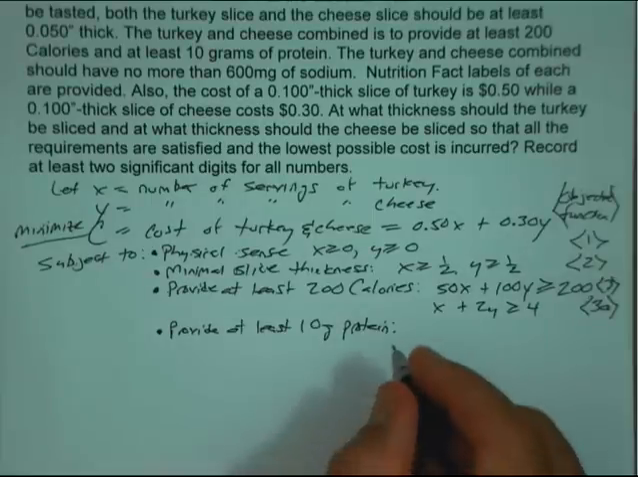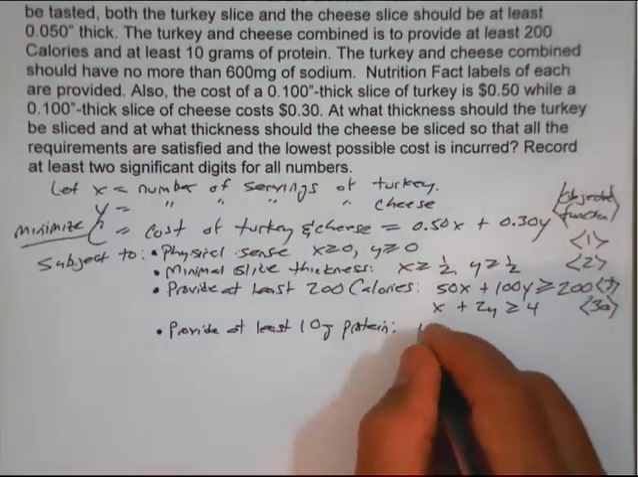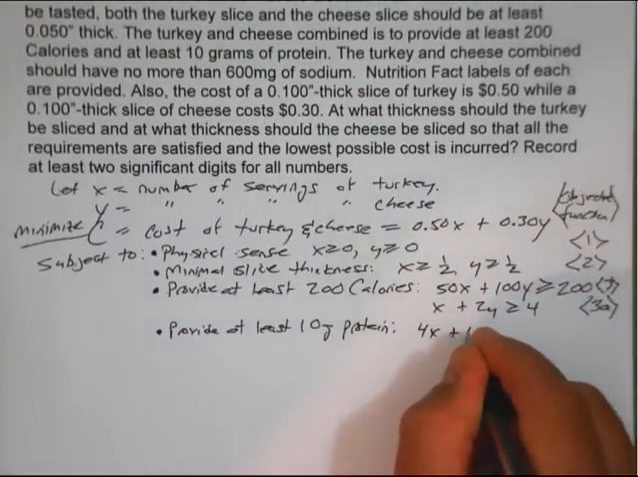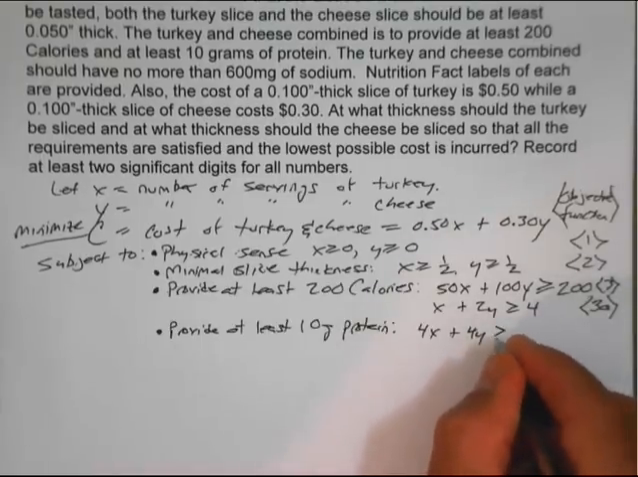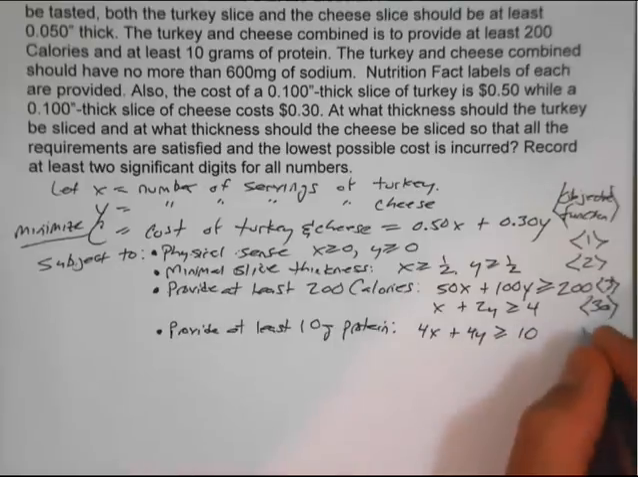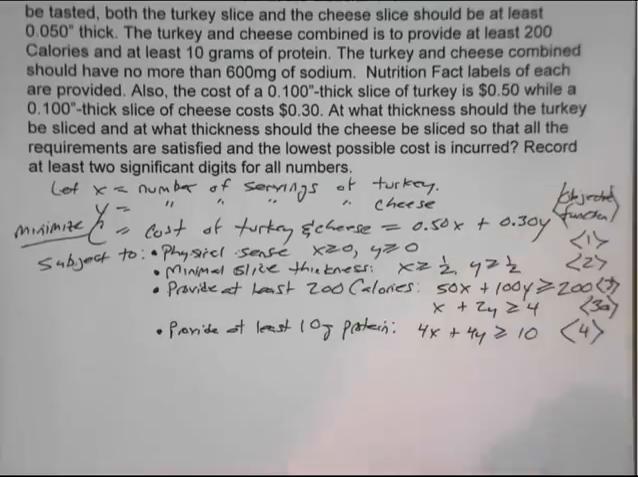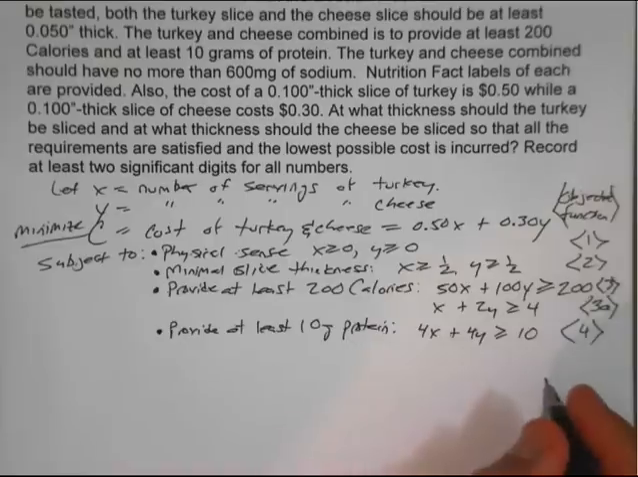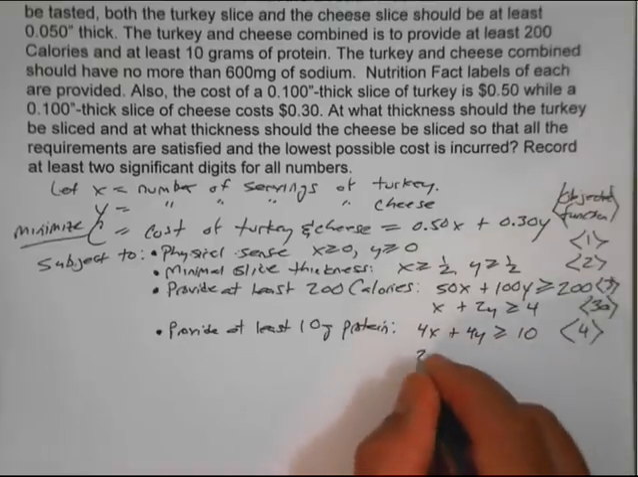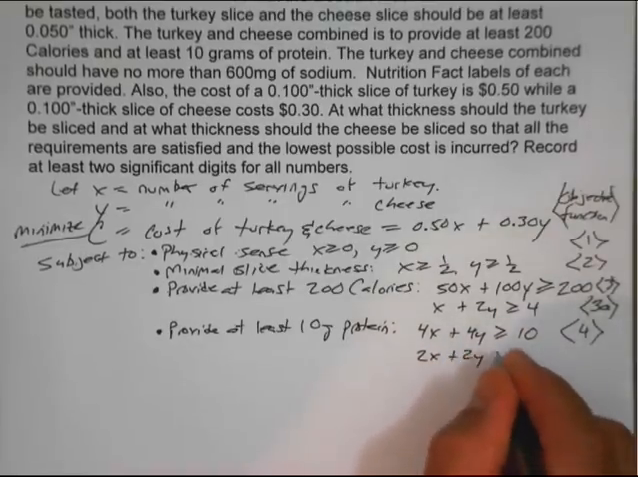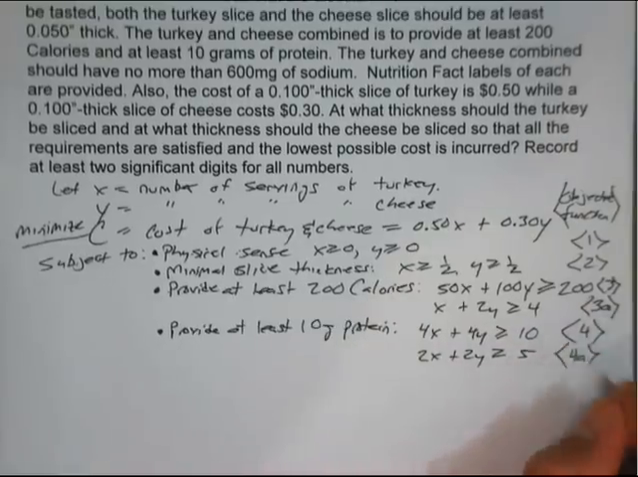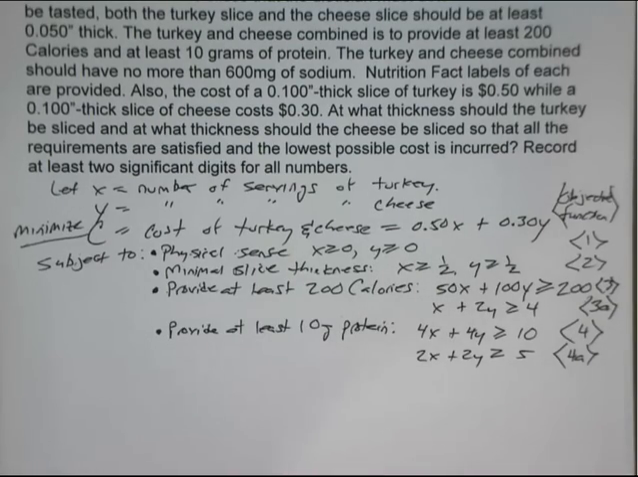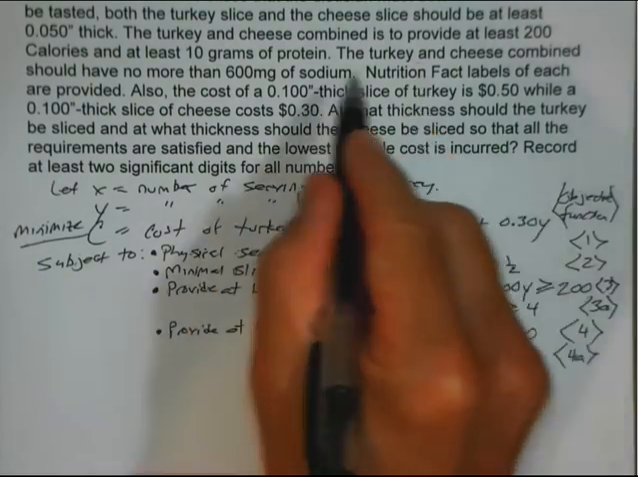This allows us to go ahead and formulate this as 4x plus 4y. Okay, at least 10 grams. It's got to be greater than or equal to 10. Okay, there's inequality 4. Let's see. Both sides divide evenly by 2. So we could rewrite this as 2x plus 2y greater than or equal to 5. Call that 4a. Alright, let's see. What else do we have to worry about here?